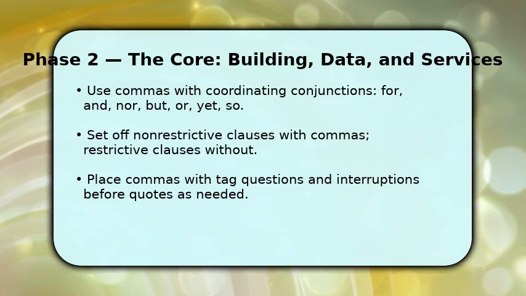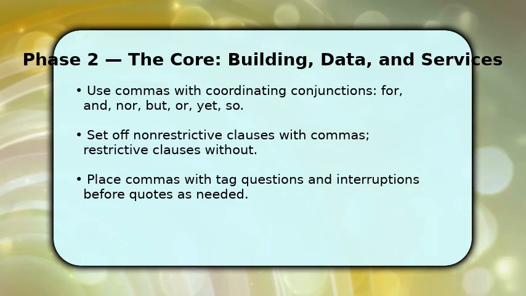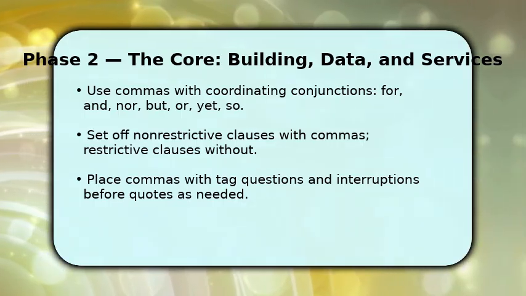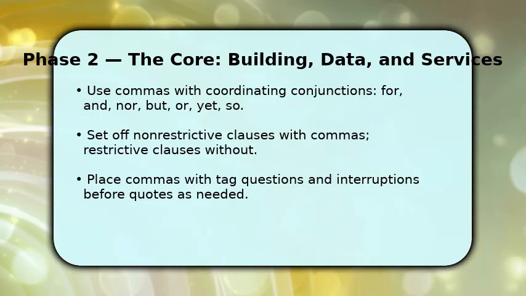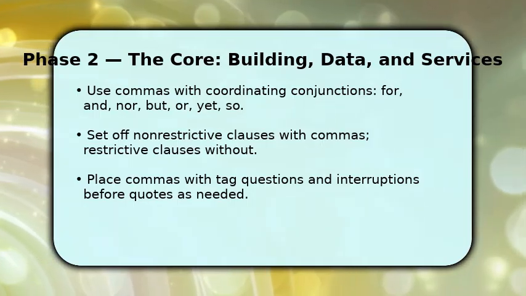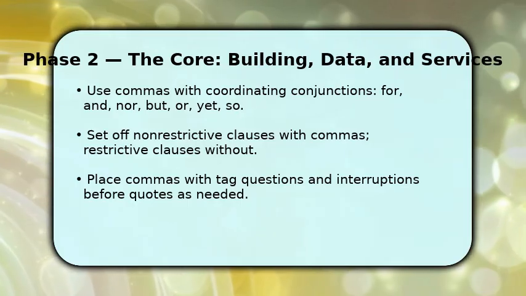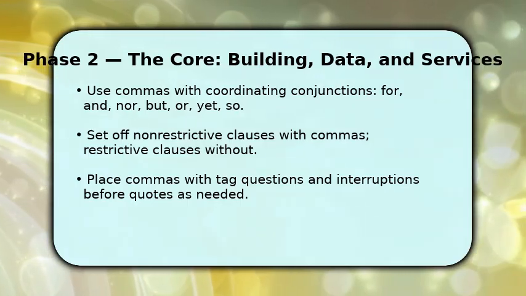When two independent clauses join, insert a comma before the coordinating conjunction. If a clause merely adds information, set it off with commas. If it defines the noun, do not. Once done, examine quoted material that sits mid-sentence. Commas may precede or follow the quote depending on function.